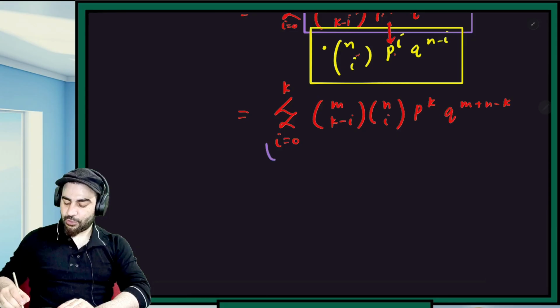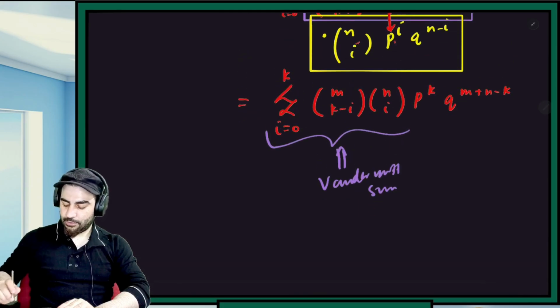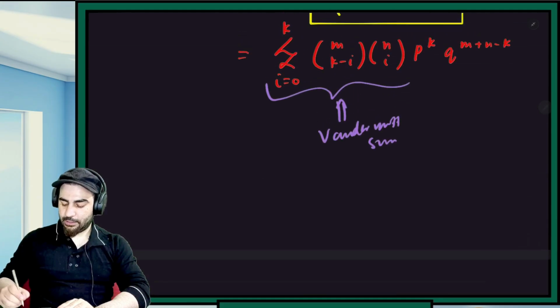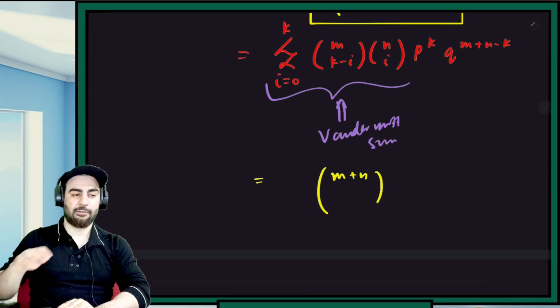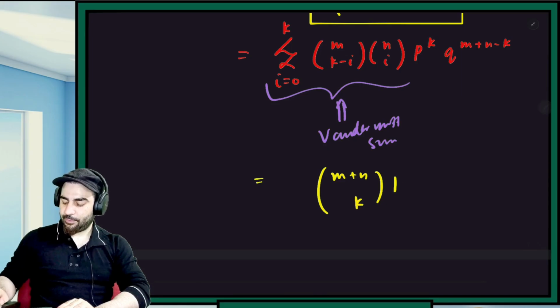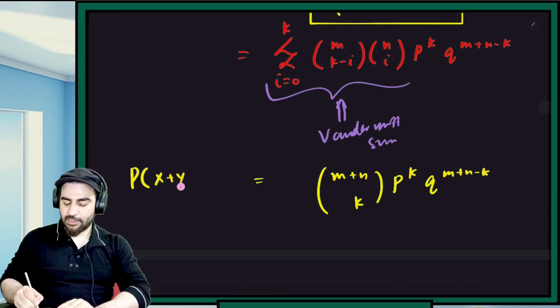So this portion over here is called the Vandermonde sum. So this is equal to m plus n choose this portion, the one I have underlined with the purple. This is equal to m plus n choose k, and p to the power k and q to the power m plus n minus k. So we were finding the probability of X plus Y is equal to k.